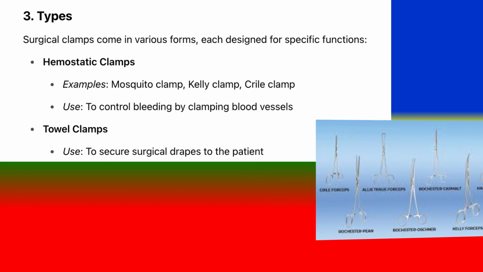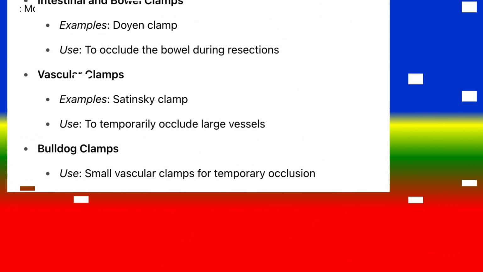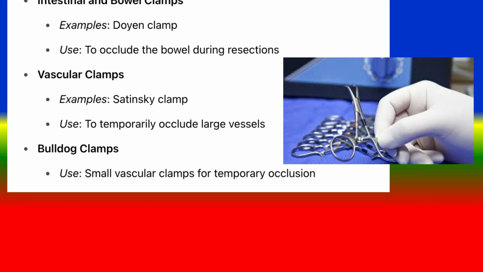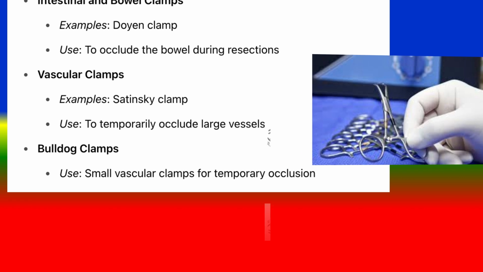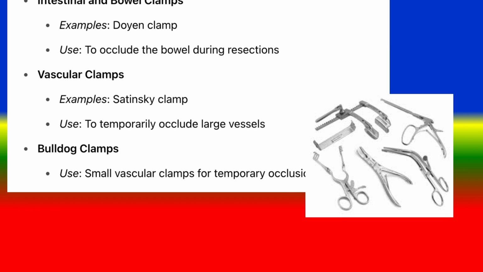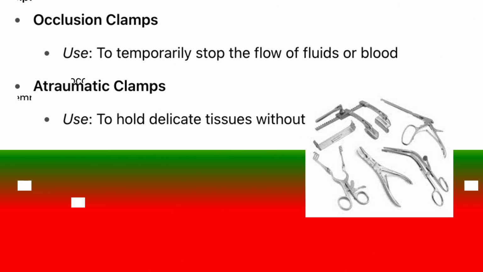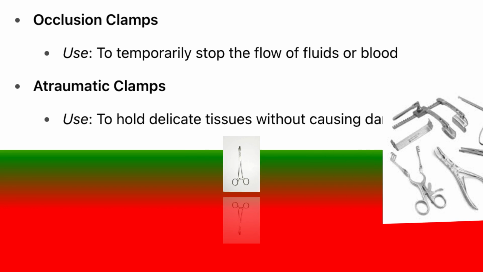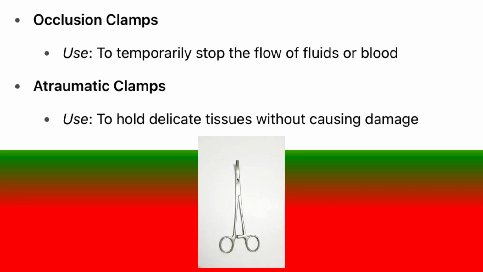Used to secure surgical drapes to the patient. Intestinal and bowel clamps. Examples: Doyen clamp, used to occlude the bowel during resections. Vascular clamps. Examples: Satinsky clamp, used to temporarily occlude large vessels. Bulldog clamps, small vascular clamps for temporary occlusion. Occlusion clamps, to temporarily stop the flow of fluids or blood. Atraumatic clamps, used to hold delicate tissues without causing damage.